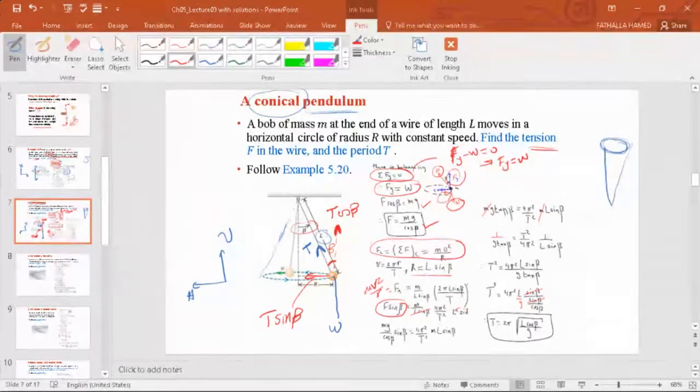So F sine beta, which is the x component of the tension, is going to equal m. R is L sine beta, and this squared will be 4 pi squared over T squared, L squared sine beta squared. You can cancel this with the square. So you'll have mg sine beta over cosine beta equal to 4 pi squared over T squared m L sine beta.